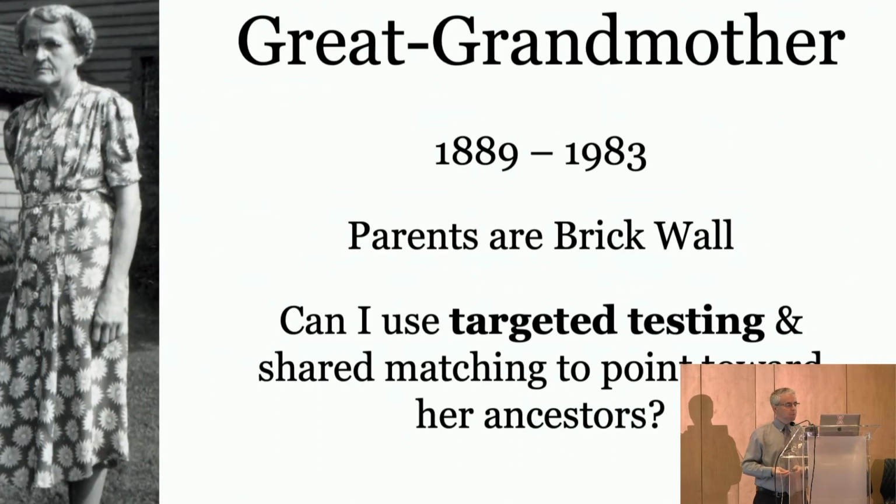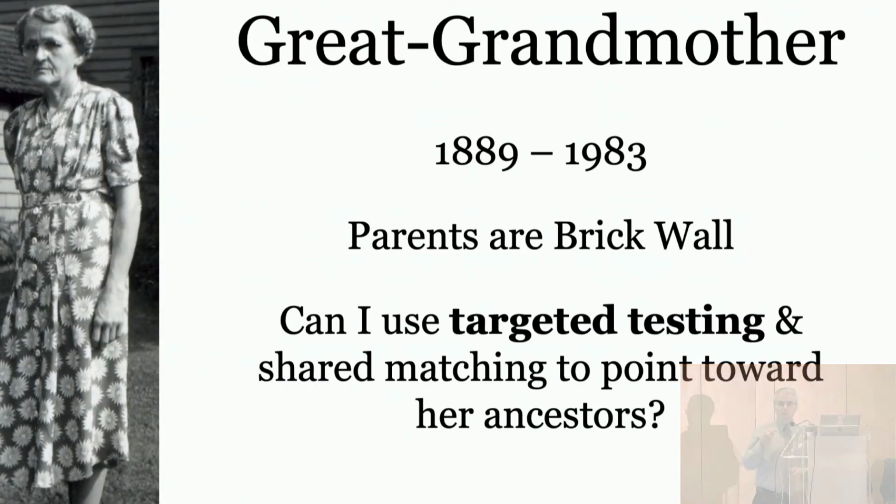So here's an example, and I use this one a lot because this is my most frustrating brick wall. This is my great-grandmother. She was born in 1889, died in 1983. Her parents are a brick wall. And so what I want to do is use shared matching and targeted testing to point towards her ancestors, essentially to pluck the right matches out of my match list that are related through her and will give me clues about her biological ancestry.